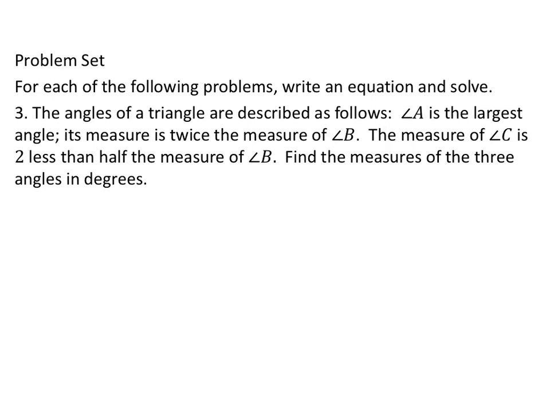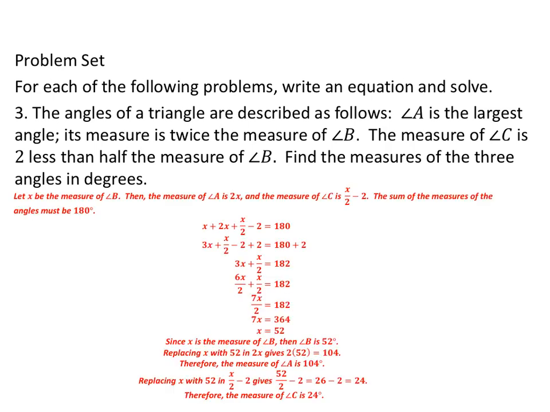Alright, here's number 3 in the problem set. The angles of a triangle are described as follows. Angle A is the largest angle. Its measure is twice the measure of angle B. The measure of angle C is 2 less than half the measure of angle B. Find the measures of the 3 angles in degrees. 1 minute with your neighbor. Go! Alright, there's the answer. Take 1 minute. Look this over with your neighbor and see what you need to fix so that you can get number 4 correct.